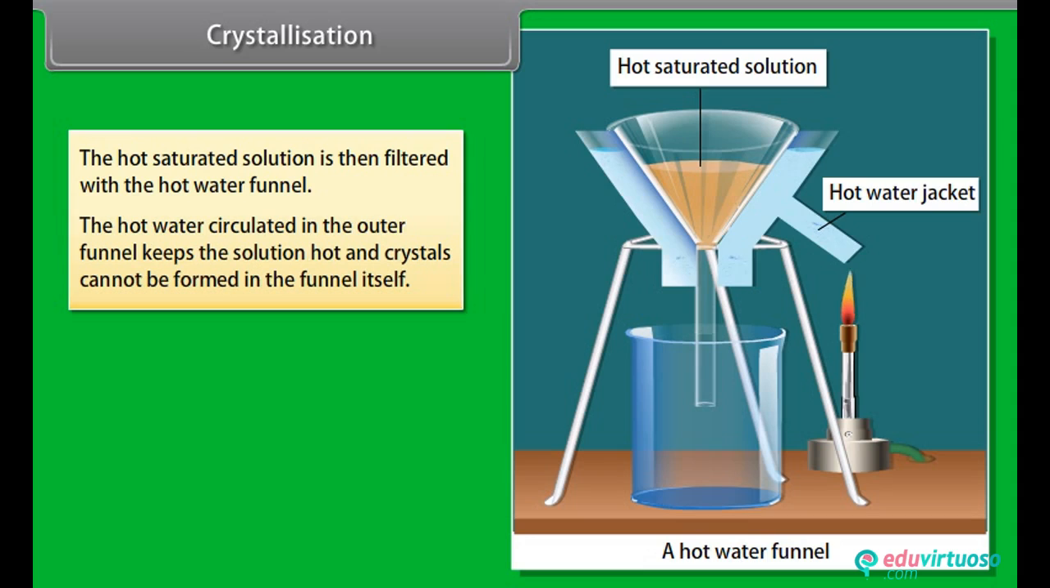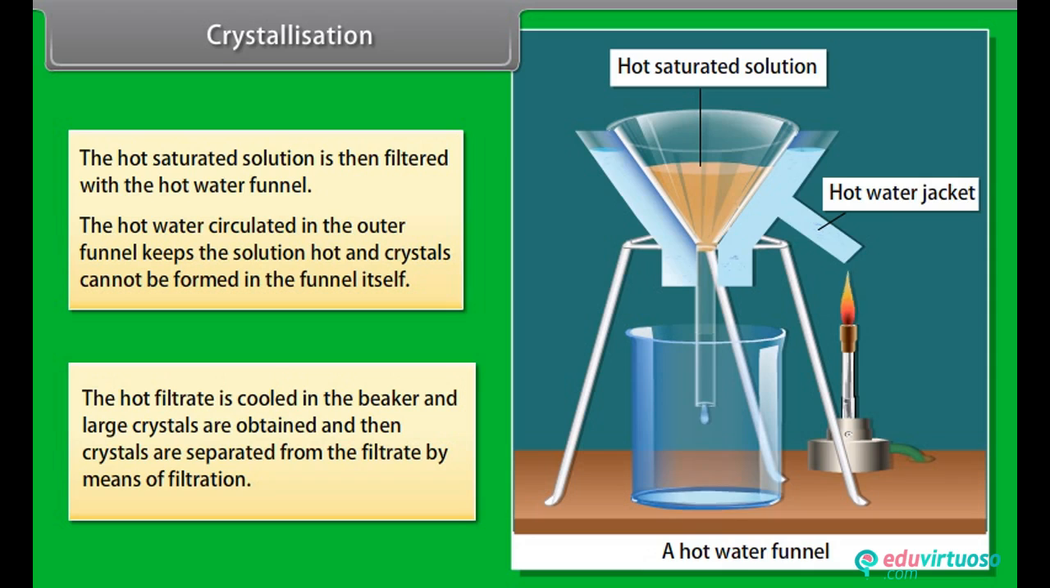The hot water circulated in the outer funnel keeps the solution hot, and crystals cannot form in the funnel itself. The hot filtrate is cooled in the beaker and large crystals are obtained, and then the crystals are separated from the filtrate by means of filtration.